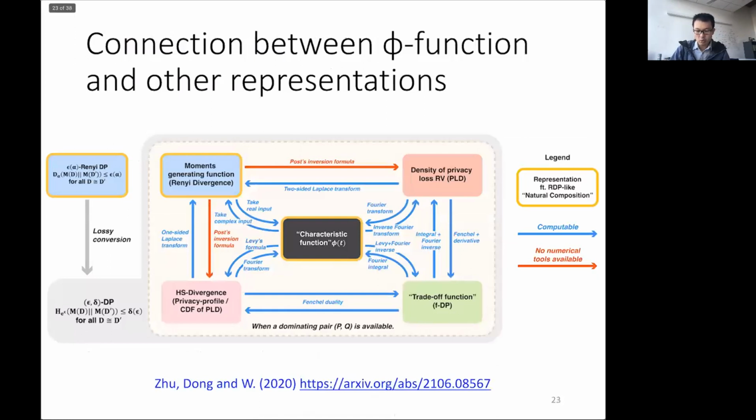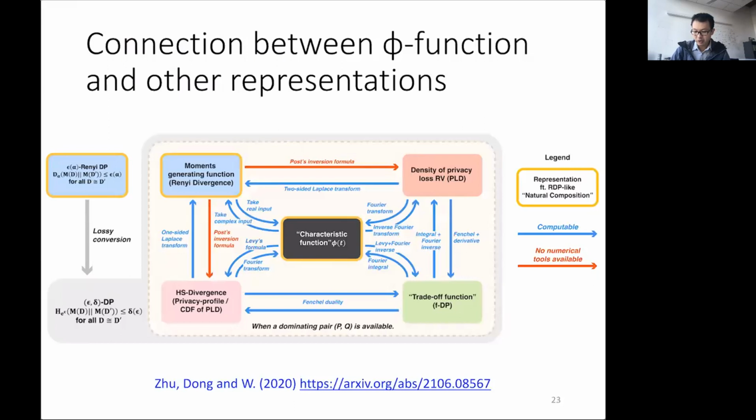Yeah, I also wanted to point out that the phi function is related to other mechanism-specific representations, to other function representations that we've seen in the lecture, and they can be converted back and forth from each other.